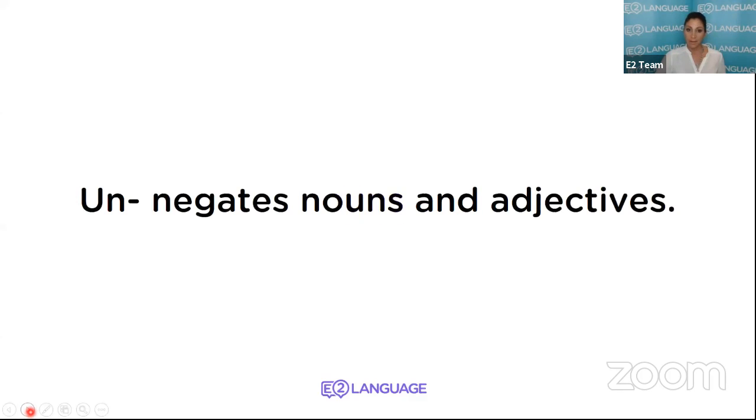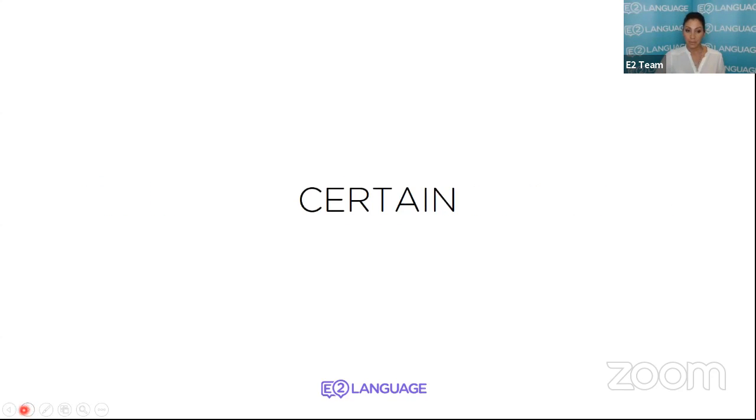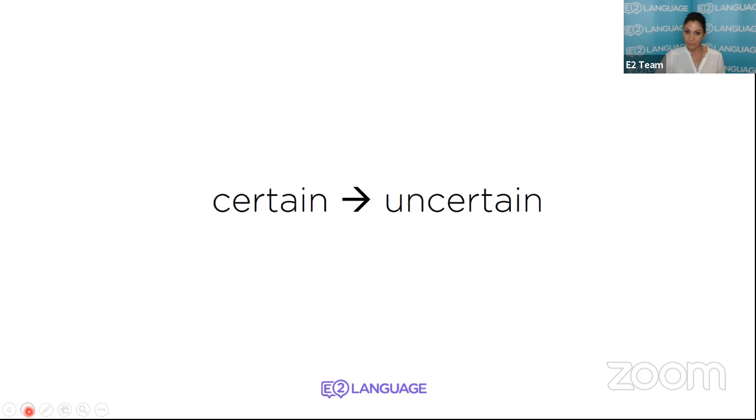Un can negate nouns and adjectives. For example, certain, the adjective certain becomes uncertain. Certainty becomes uncertainty.